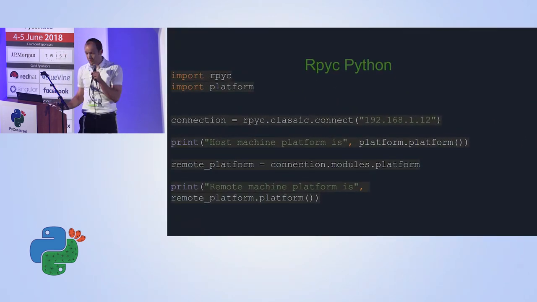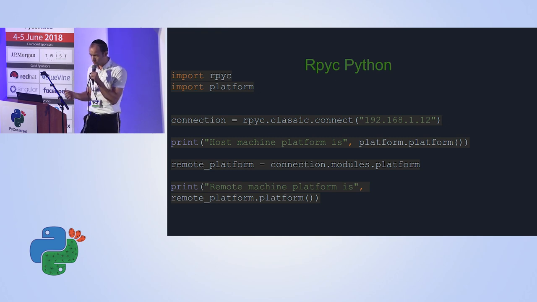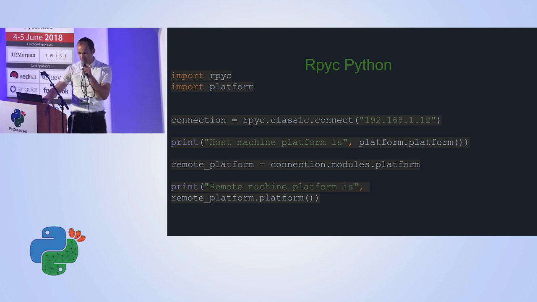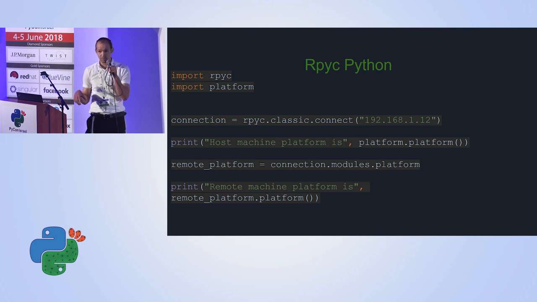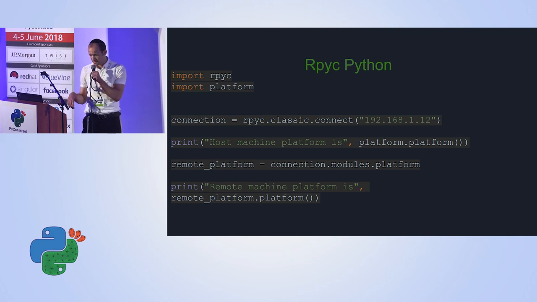So how do you connect and run Python code on Windows from a Linux machine? How do you control it? There is a Python package called RPC, remote Python call, and you connect in the first line. We connect over IP, and if we print the host machine platform, we will see Linux. But then we initialize a connection, and if we print the connection modules platform, we see the platform is Windows.